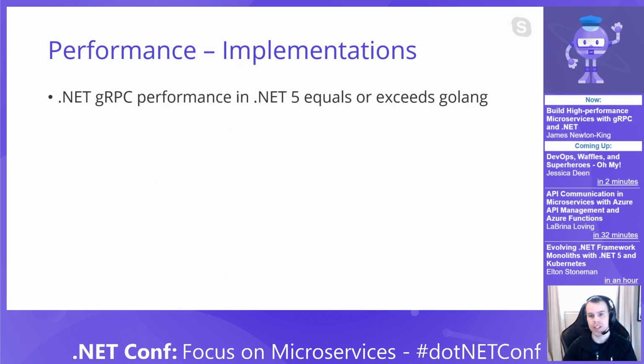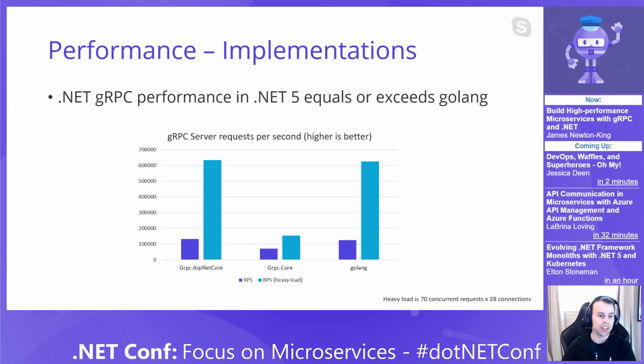Let's look at gRPC versus some other implementations. We found that measuring gRPC on .NET 5, it either equaled or exceeded Golang. Also in this graph, we can see gRPC.core. gRPC.core is a slightly older implementation of gRPC for .NET. The way it works is it wraps a native C++ implementation. Probably why it's slower is it has the overhead of both that .NET code and then the C++ implementation, while gRPC ASP.NET Core is fully managed.